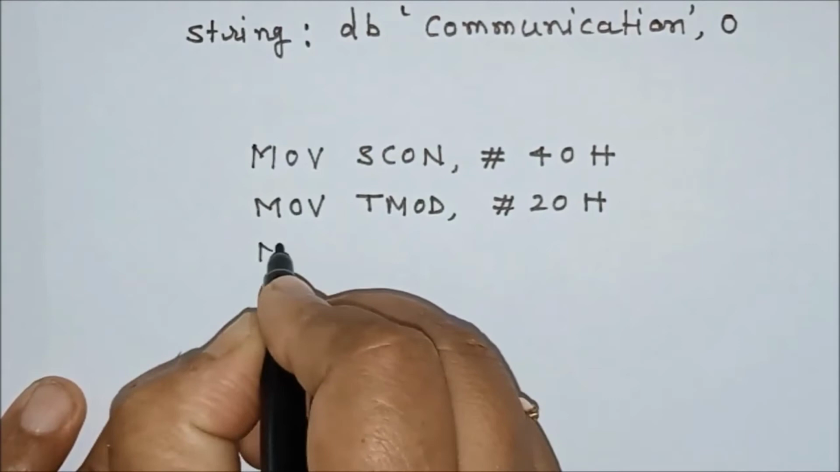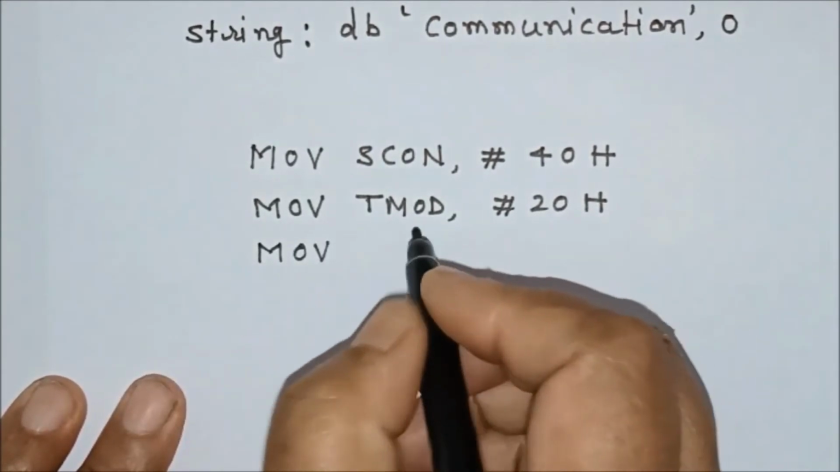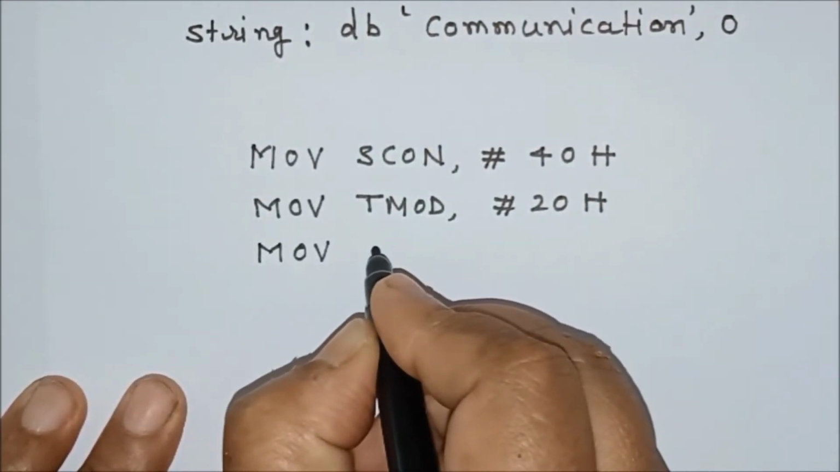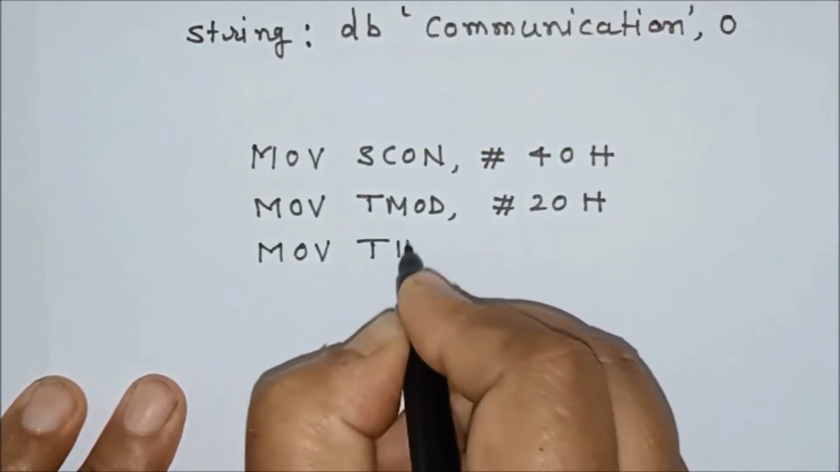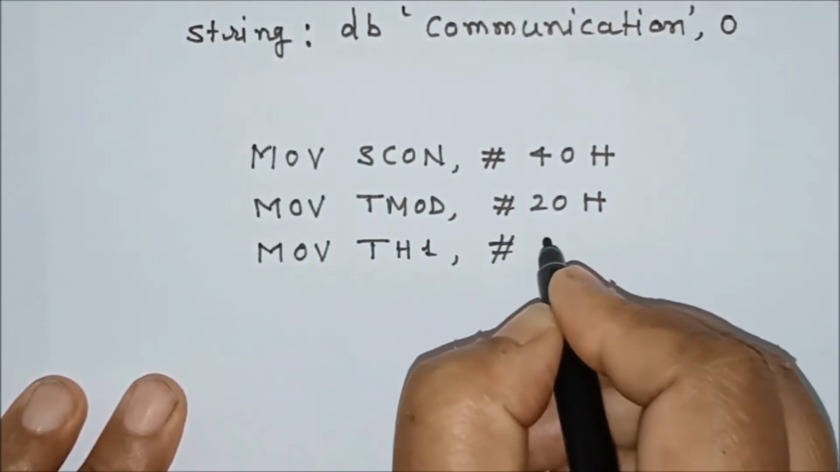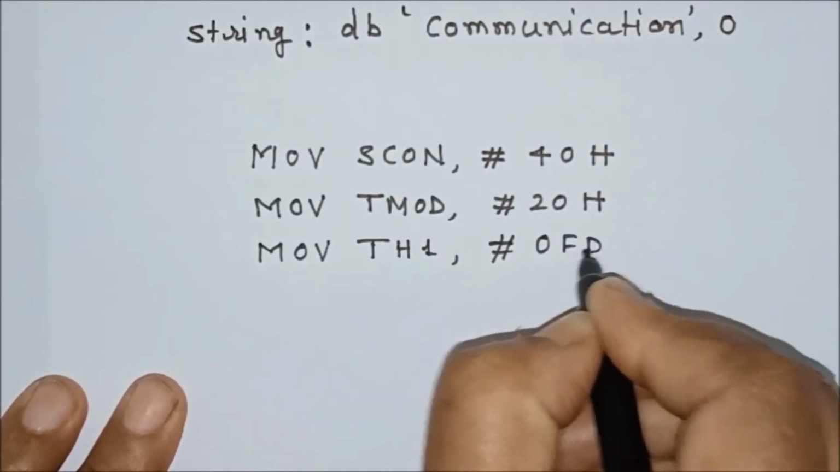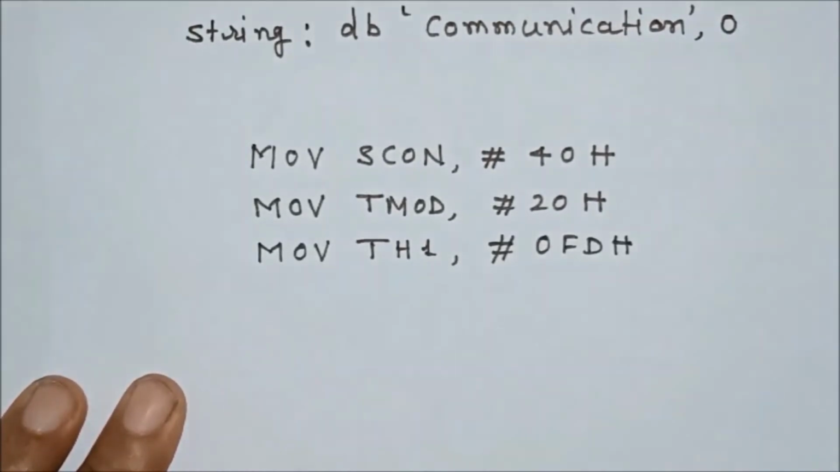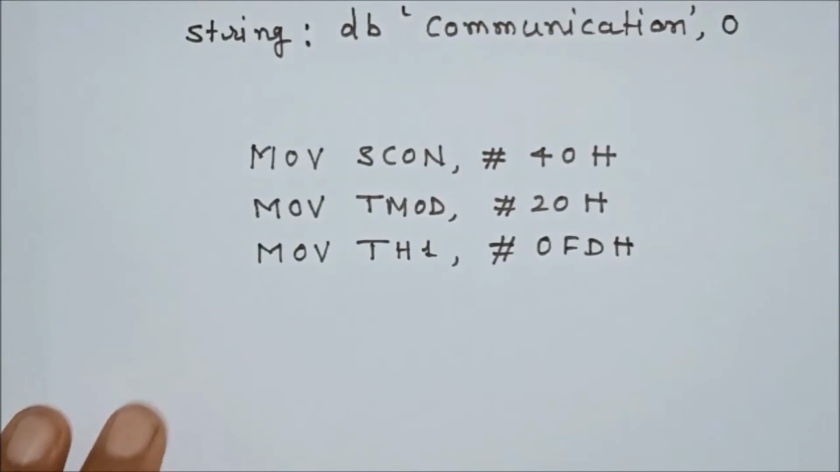Then next we'll load a count related to our baud rate, that is 9600, in the TH1 register. So TH1 should be initialized with value FDH. So this is all about initialization of registers.